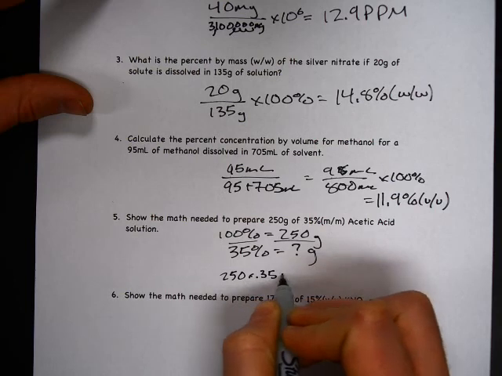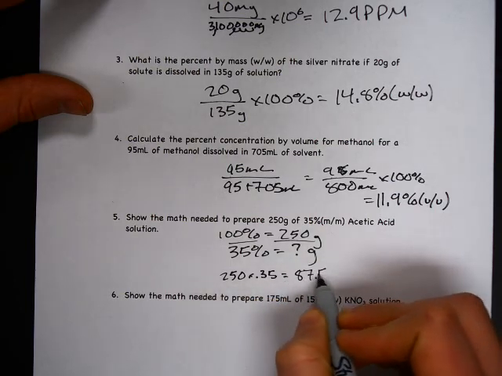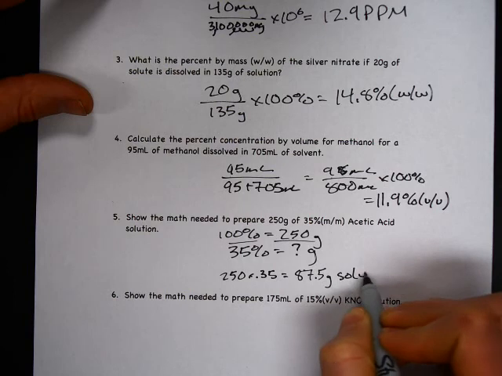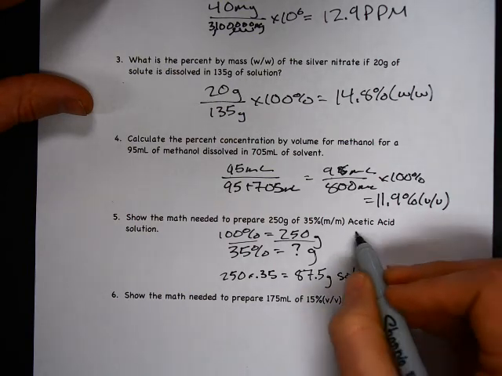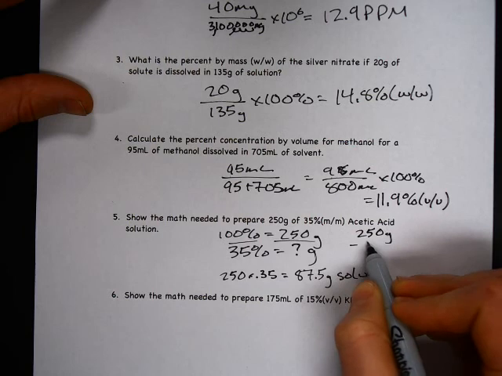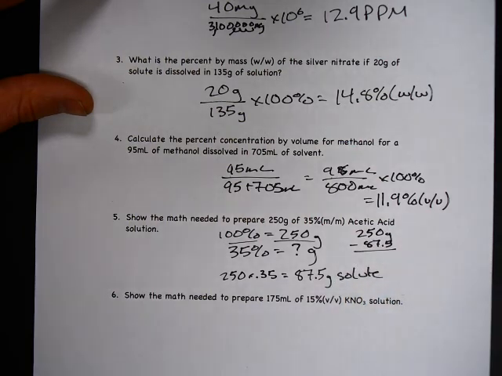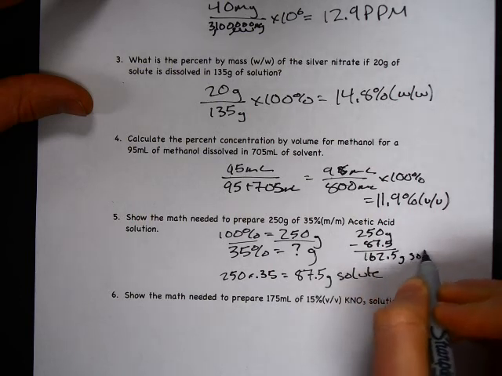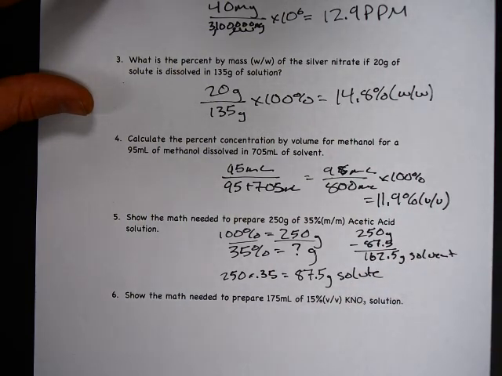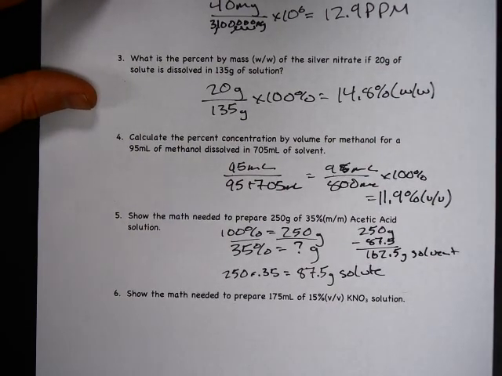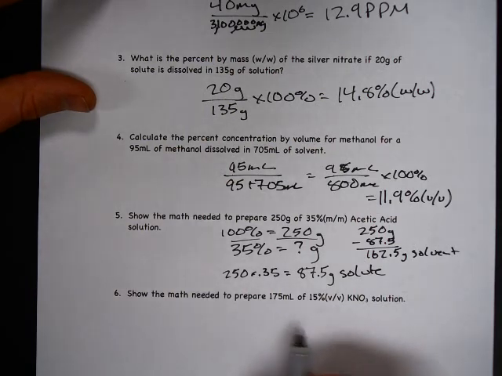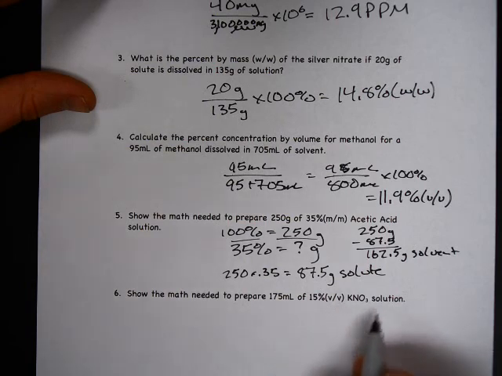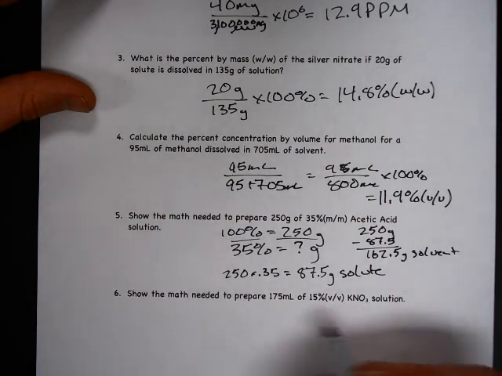This is the other way you could do it. Either way, you get 87.5 grams, and that's solute. So to find solvent, I take 250 and subtract 87.5 grams. I do that, and I get 162.5 grams of solvent. Water, acetic acid for each of those. Similar type of problem in number 6 here. That was the bell. Show the math needed to prepare 175 milliliters of 15% by volume potassium nitrate solution. So similar type of deal.